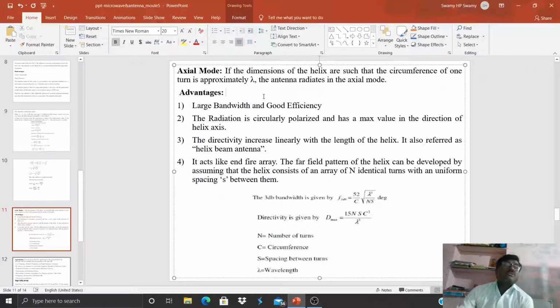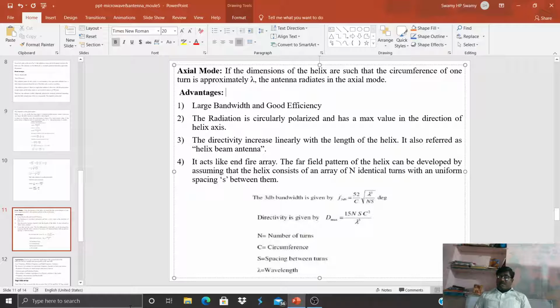What are the disadvantages of this axial mode operation of the helical antenna? First one is large bandwidth and good efficiency. In axial mode, large bandwidth, good efficiency. The radiation is circularly polarized and it has its maximum value in the direction of the helix axis. Radiation is circularly polarized in axial mode, and this radiation has the maximum value in the direction of the helix axis.